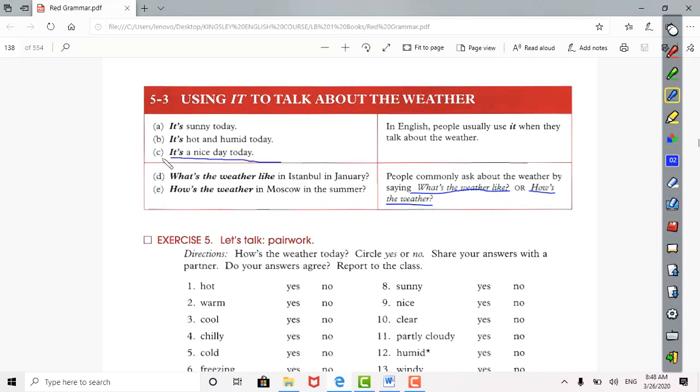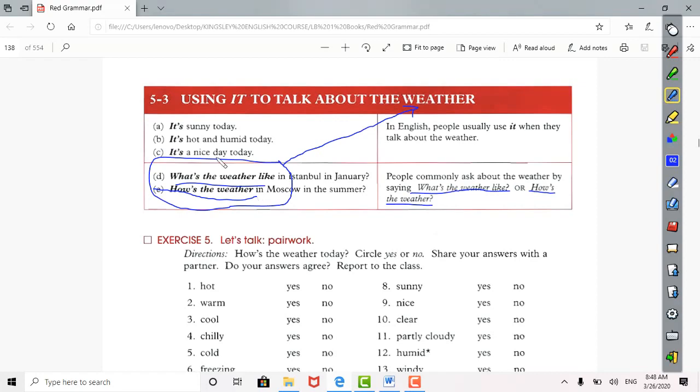So this kind of question can be used to ask about the weather. When you want to ask about the weather, you can use these two question expressions, like what's the weather like, and how's the weather? There are two expressions that you can use to ask about the weather.